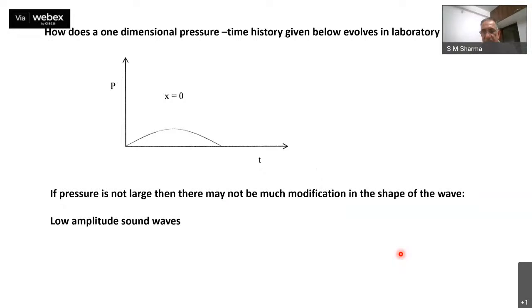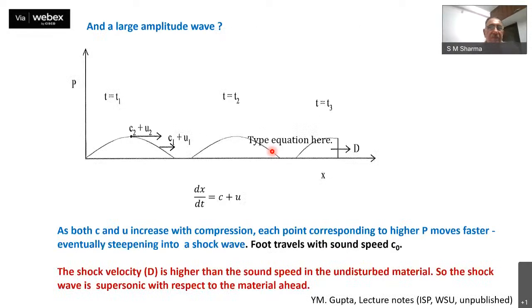Let's see how the shock wave actually takes shape. Let us view that we are seeing a wave go past as a function of time at a particular value x. So we start from 0, it slowly builds an amplitude, and then it falls back to 0 again. If the pressure is not large, then there may not be much modification as time passes. It may stay as it is because it falls in the category of linear waves. So low amplitude waves, such as low amplitude sound waves, may not change shape much as we go along. But if it's a large amplitude wave, see what is going to happen.